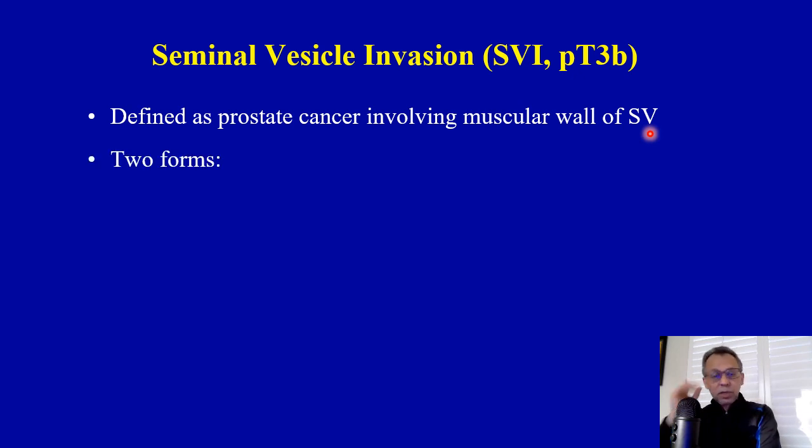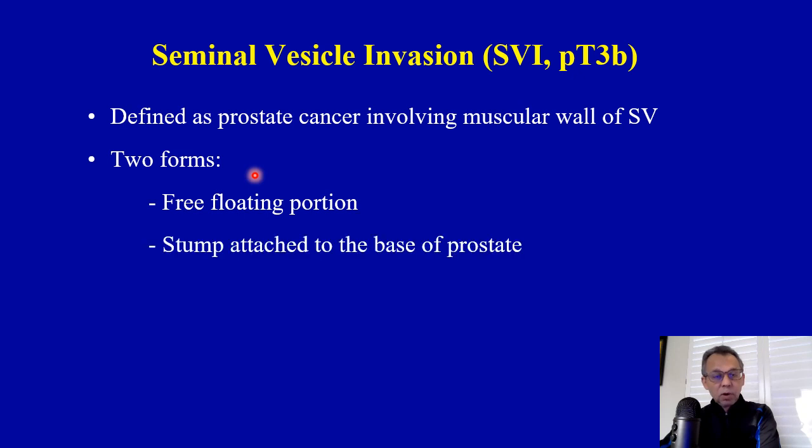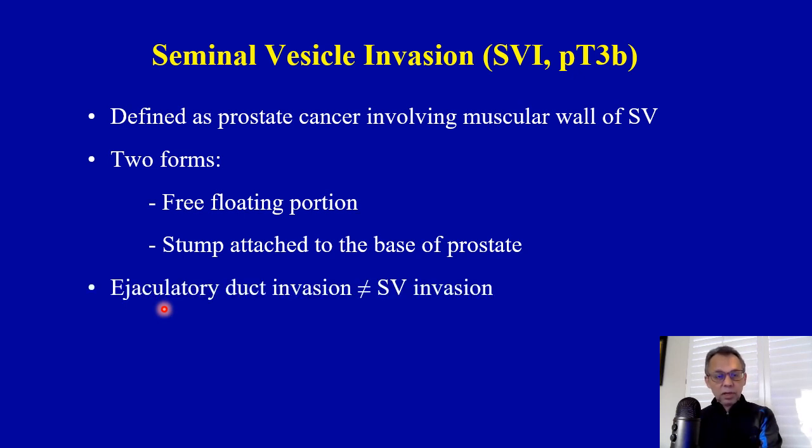It typically comes in two forms. In a free-floating portion of the seminal vesicle, most of us are very comfortable making a confident diagnosis of seminal vesicle invasion. But many times you have a stump of the seminal vesicle which is attached to the base of the prostate. You can still make a confident diagnosis of seminal vesicle invasion if you clearly see the tumor within the stump beyond the boundaries of the prostate, to call it a seminal vesicle invasion.